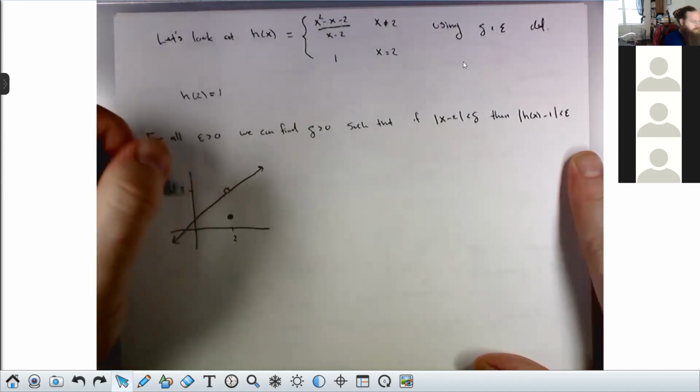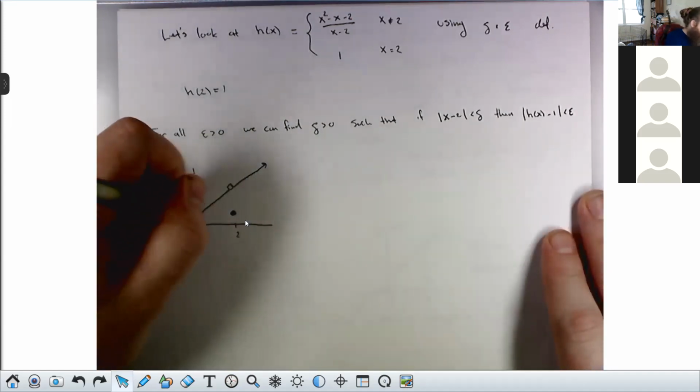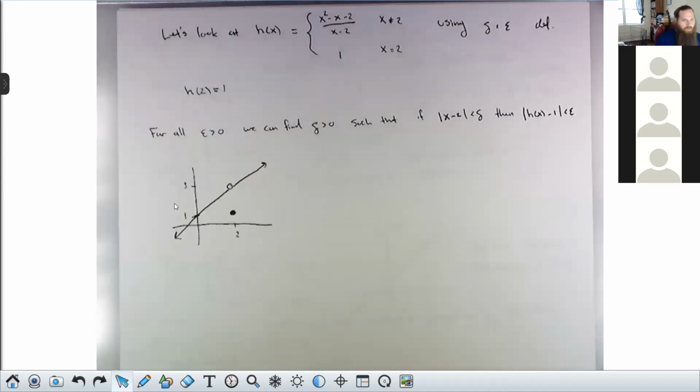So this is down here. Here's a little epsilon window about 3. Here's a little epsilon window about 1. Really what we're asking is, can we keep the function inside this epsilon window by staying close to 2? By staying inside some delta window? The answer is clearly no, right?